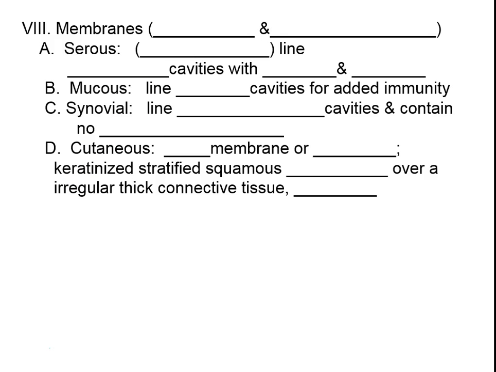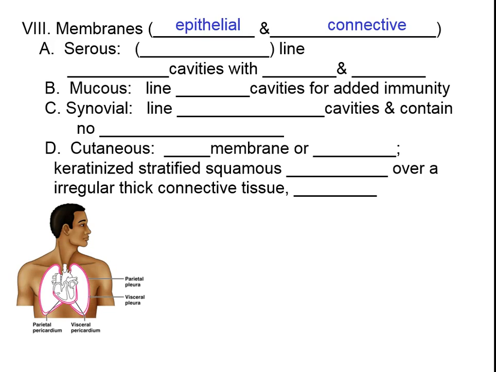Membranes. When we put epithelia on a connective tissue, we call that a membrane. So epithelia and the connective tissue under it is a membrane. We have 4 kinds of membranes in the body. In Chapter 1, we learned that there are closed cavities and open cavities. You know that closed cavities are lined with serous membranes.